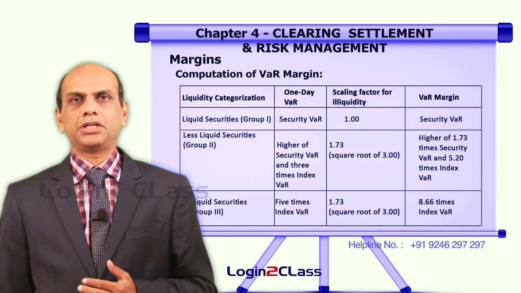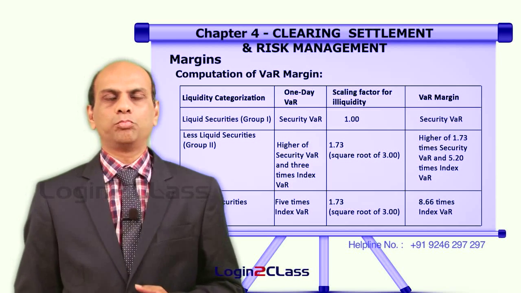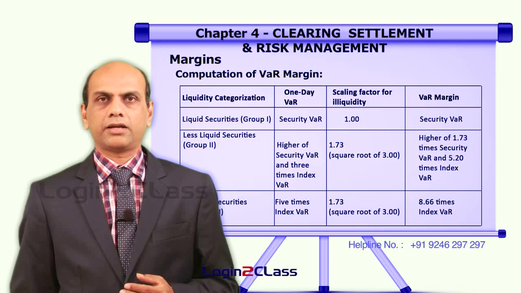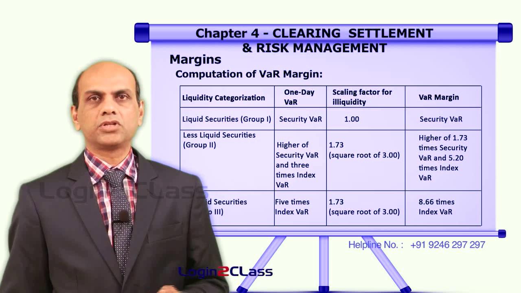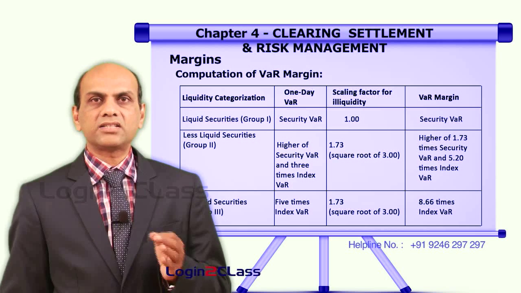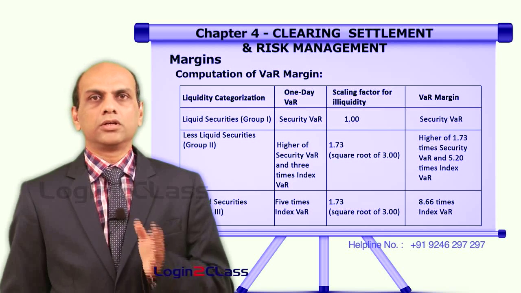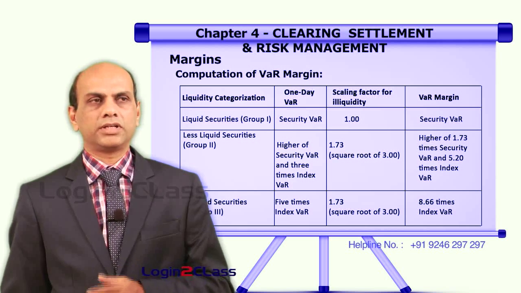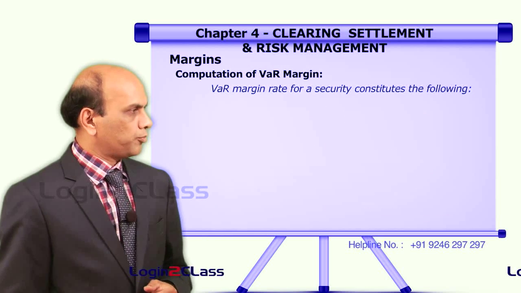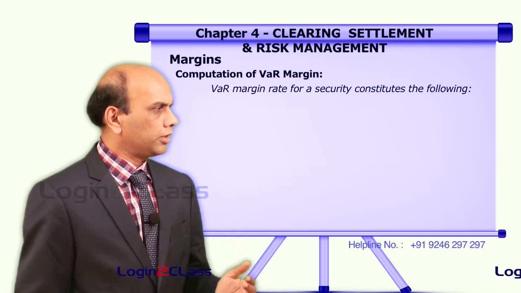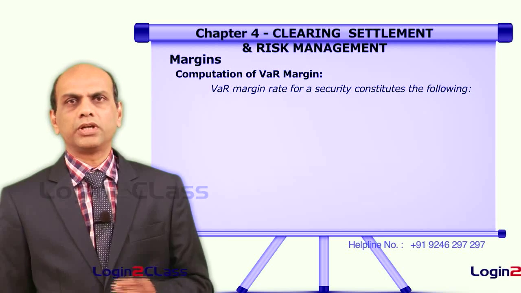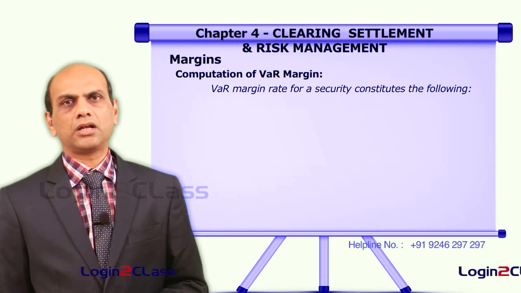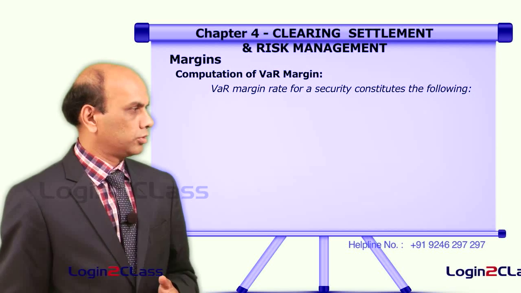So, any security which falls under the third group, for that group we take VAR margin as 8.66 times the index VAR as the basis for imposing the margin structure for the securities. Now, all these securities are accordingly classified into 3 groups and then accordingly the margins are being imposed.